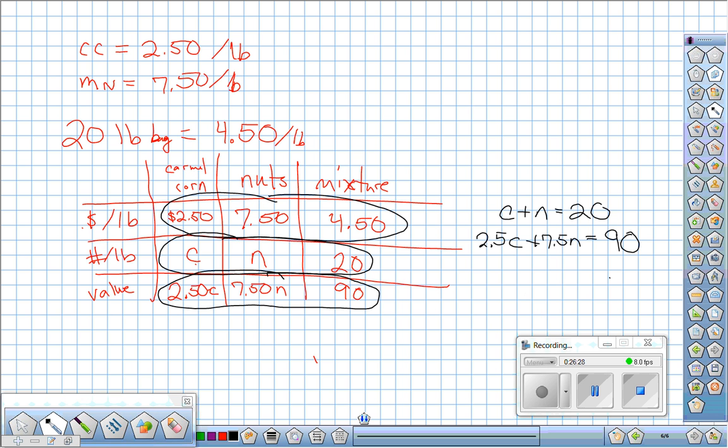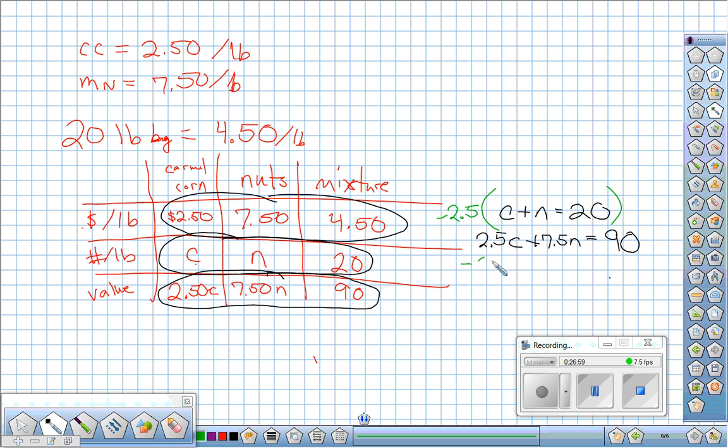If you wanted to graph these, sometimes it would be easier to say x and y just so that I know what I'm trying to solve for when I go to do it in the graph. Okay, what I'm going to do is use elimination, and the one that I want to eliminate is my C's. It doesn't matter which one you pick, you just have to make that choice. So I'm going to multiply this top one by negative 2.5.